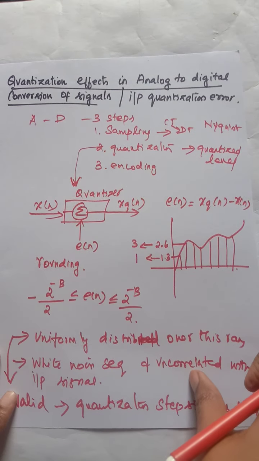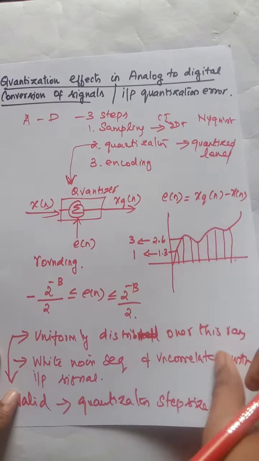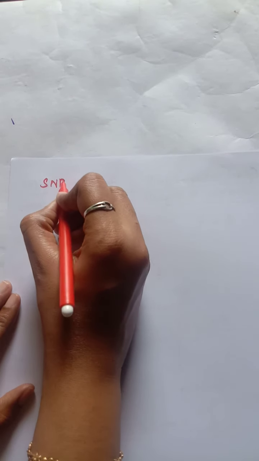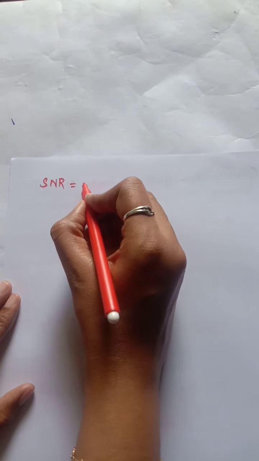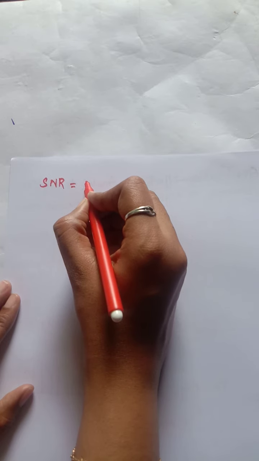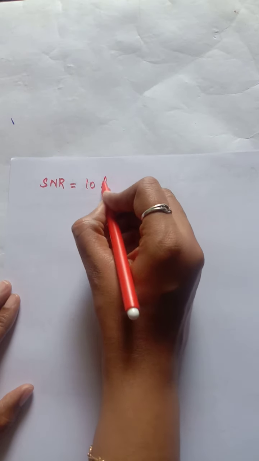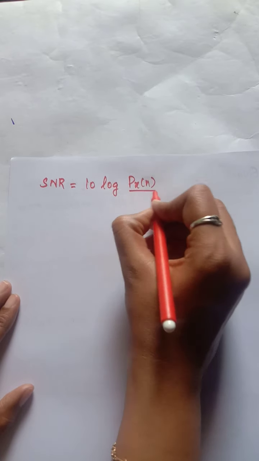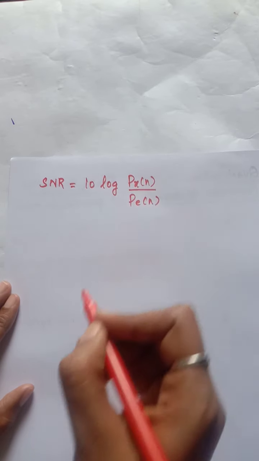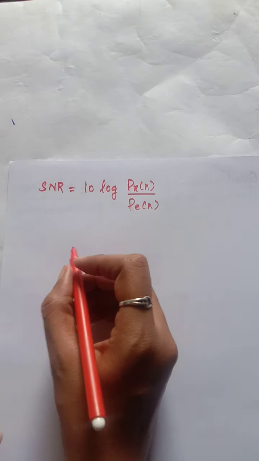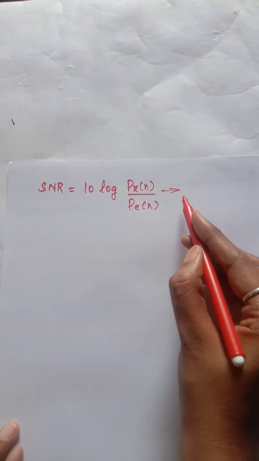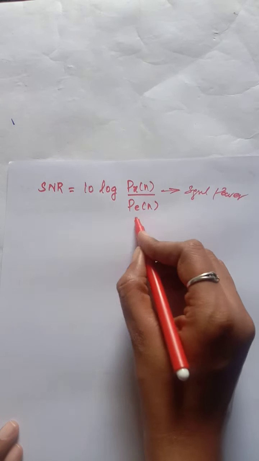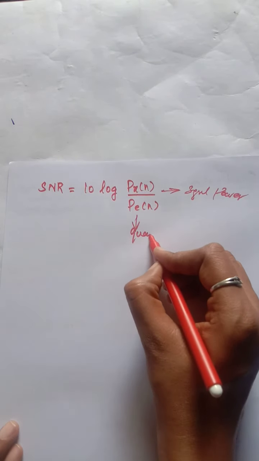So now, in order to understand this input quantization error, we are going to consider a signal to noise ratio to be evaluated to quantify the effect of additive noise. So here I am going to take the signal to noise ratio as 10 log of P x of n by P e of n. Okay, so this is the signal to noise ratio. This is the signal power, and this is the quantization noise power.